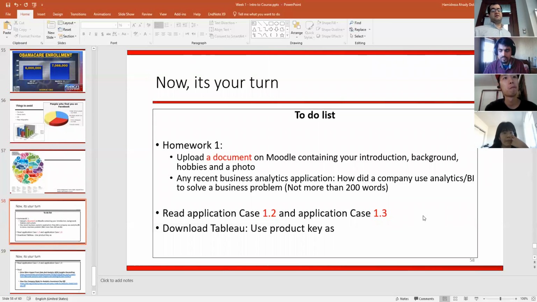In that document, introduce yourself, your background, hobbies, and a photo of you, because I want to remember your pictures. Last semester, some of your friends forgot to put the picture in their introduction, so I gave them 0 until the end of the semester, when they figured out they didn't put it there. So please don't wait until the end of the semester. You don't see the assignment right now. I'm going to create the assignment, and I'll give you more than 1 week to do it.